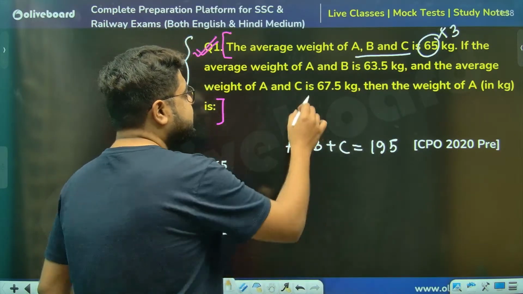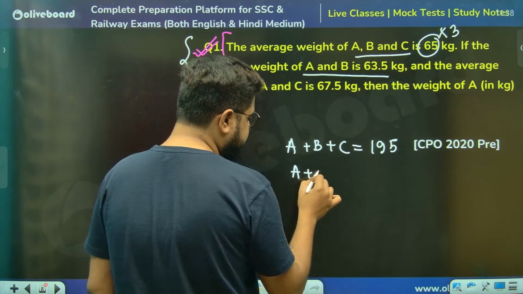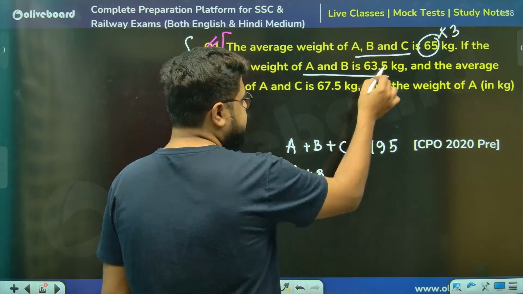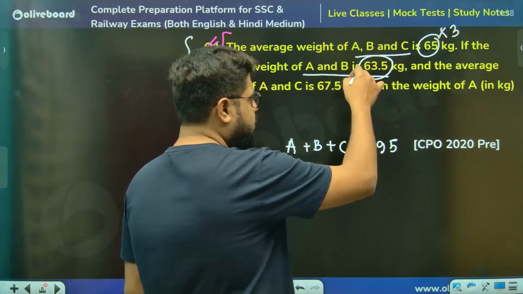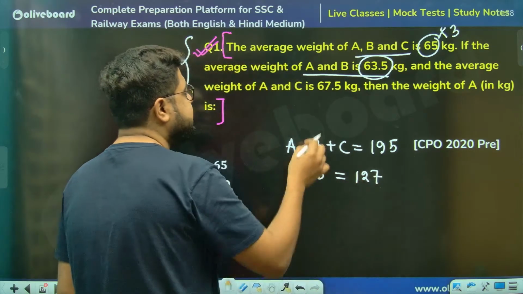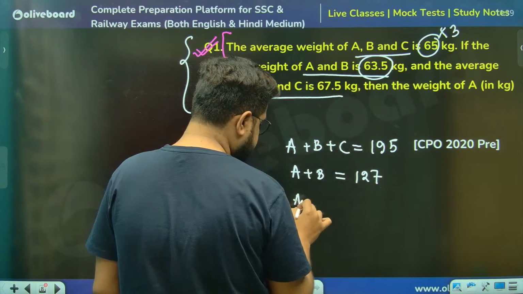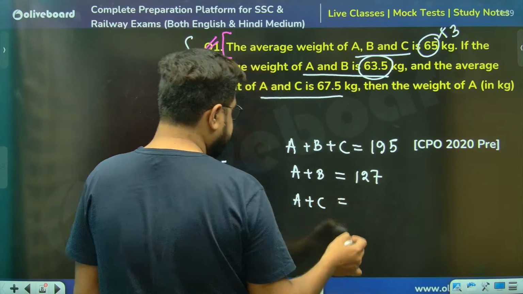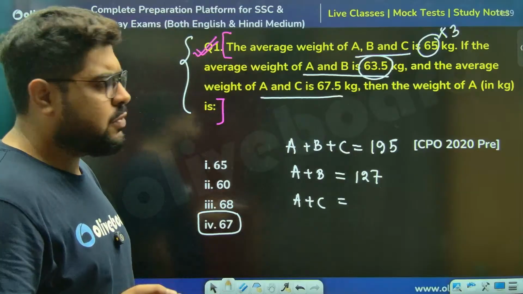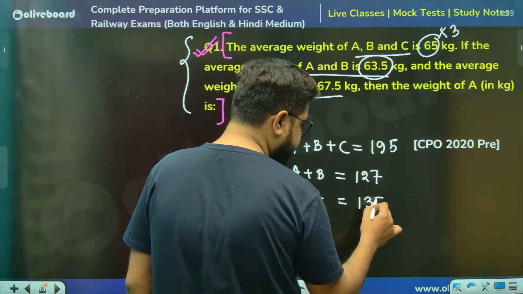Now, next, make our second equation, A and B. So that means A plus B will be how much, sir? 63.5 into 2, 126, and this is 127. And this will be what, sir? A plus C. Sir, 67 twos are how much? 134, right? 134 and 0.5 means 135.